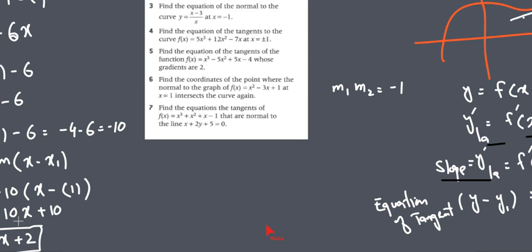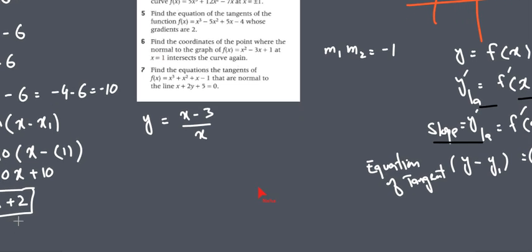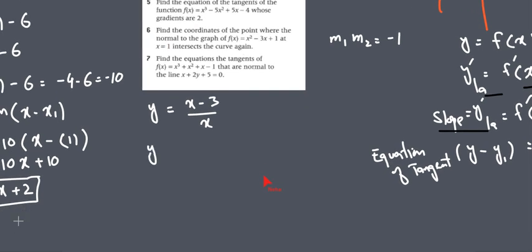Okay, so let's take the problem. It's y equals (x minus 3) over x. So first of all, let me break the LCM, so it will become 1 minus 3 over x. Any question?